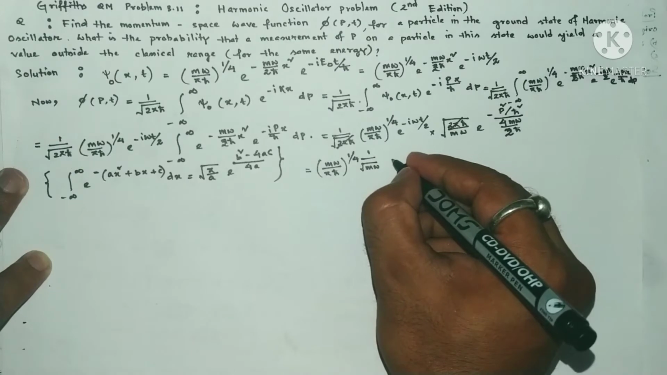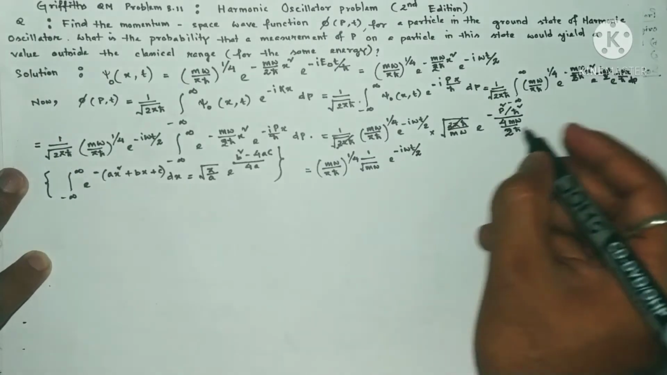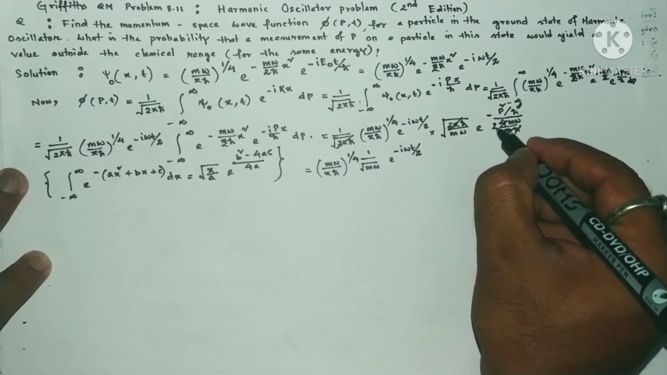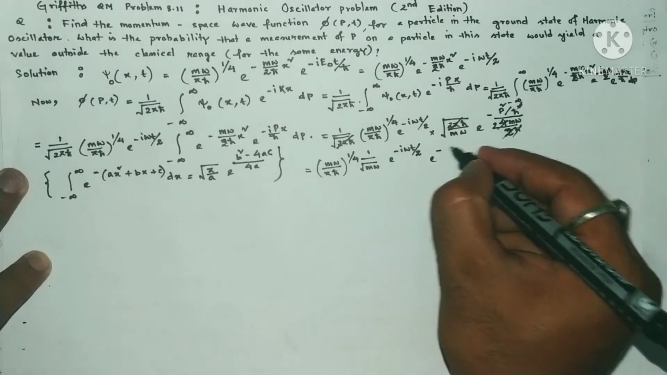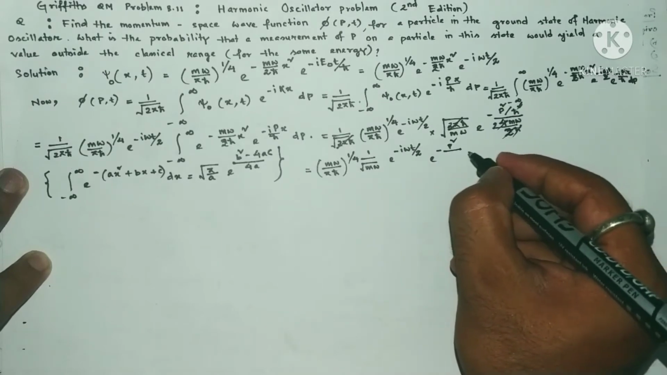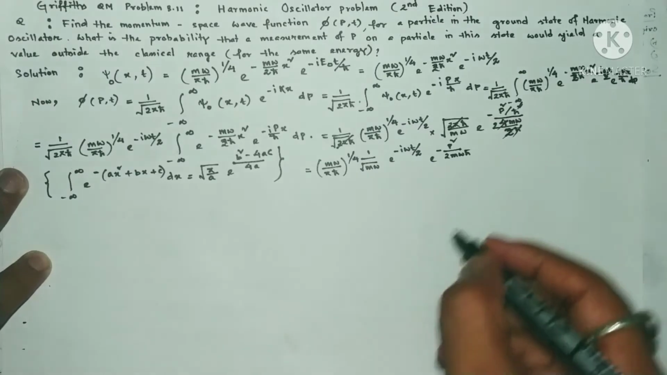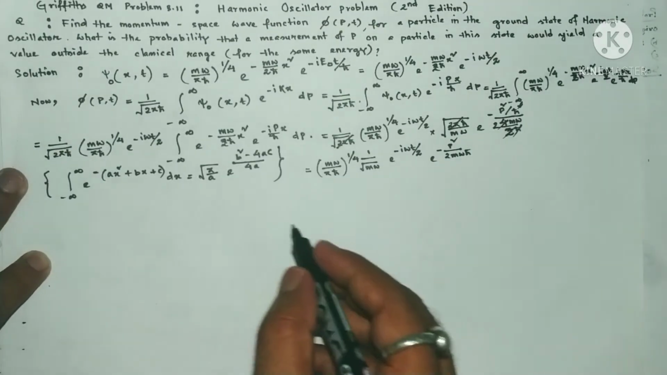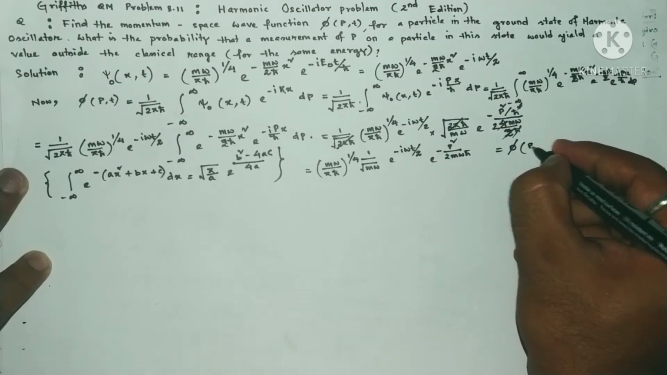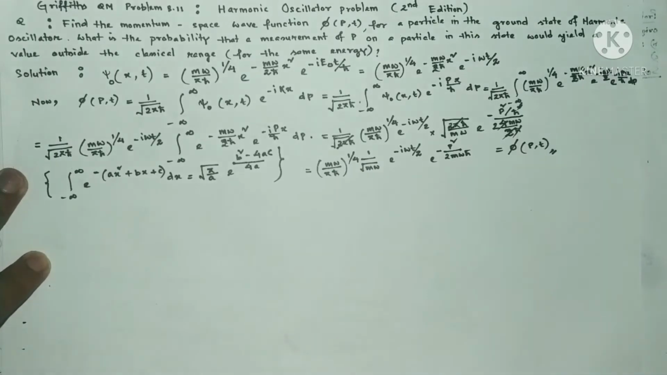m omega multiplied by m omega by 2, then here we can cancel out h cross, is it? 2 and 2 will get cancelled, so we are left with e raised to minus p square divided by 2 m omega h cross. So this is our phi of p and t. This is the momentum space wave function, right?